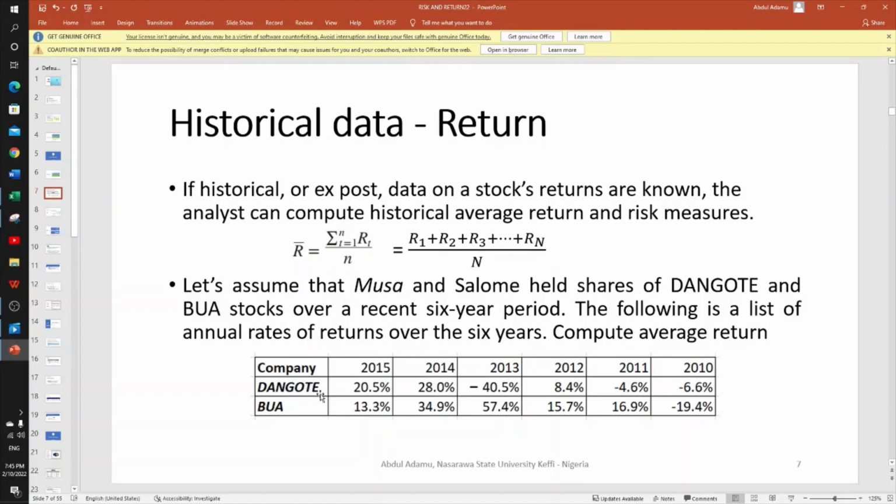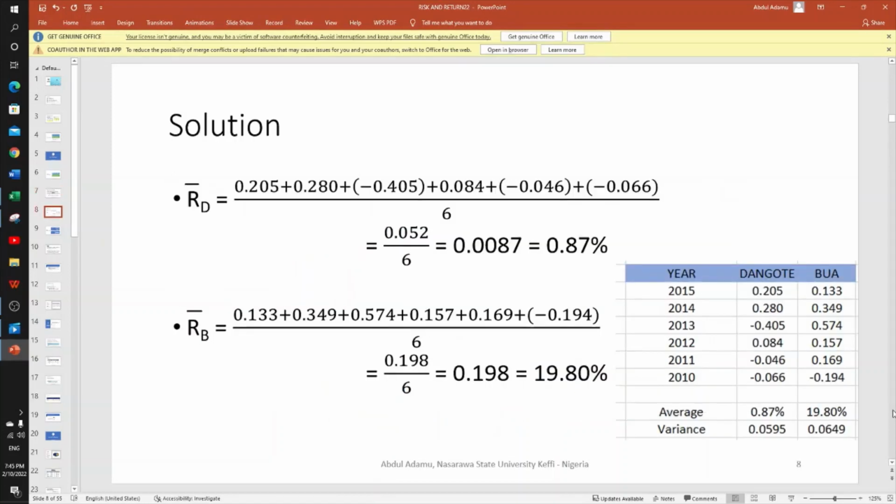For Dangote, 20.5% in 2015, 28% in 2014, minus 40.5% in 2013. These are the returns, and this is those for Bua. So we can calculate the return by adding these returns and dividing by 1, 2, 3, 4, 5, 6, so divide by 6. So go to the next slide.